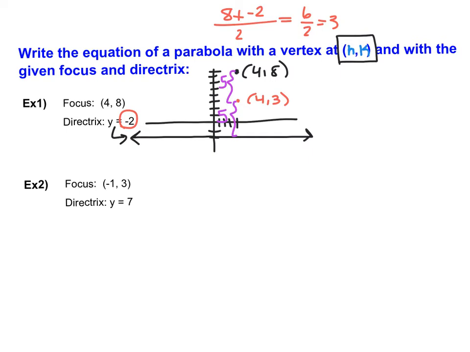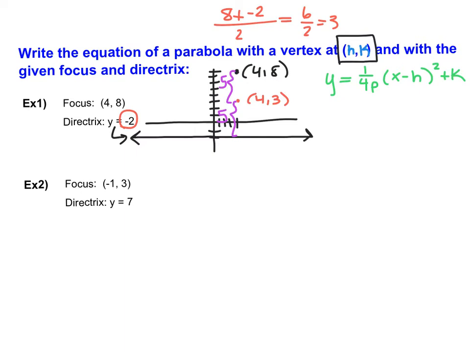So now we're going to move forward and we're going to write our equation. And the equation that we refer back to is y equals 1 over 4p times, in parentheses, x minus h, because it's the opposite of h, squared, plus k. So if we can find those key values of p, h, and k, we can write our equation.